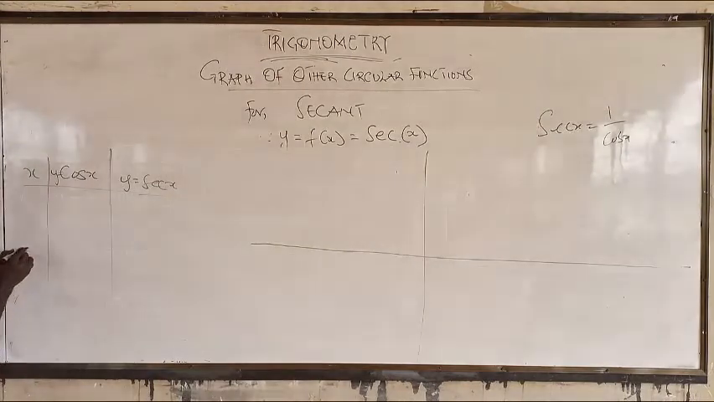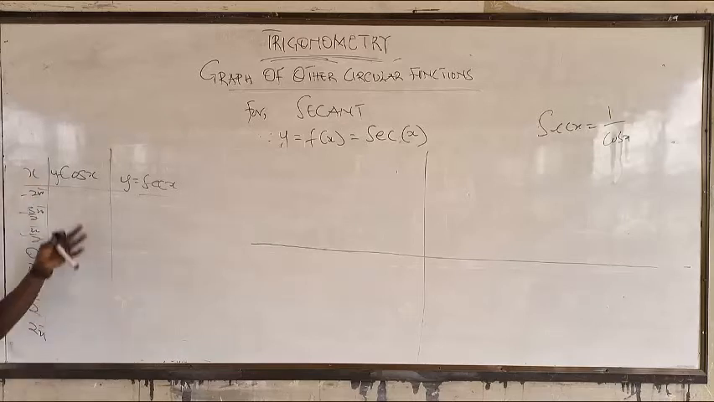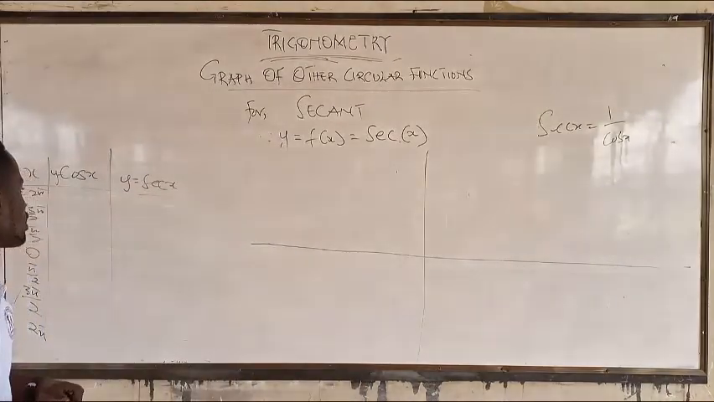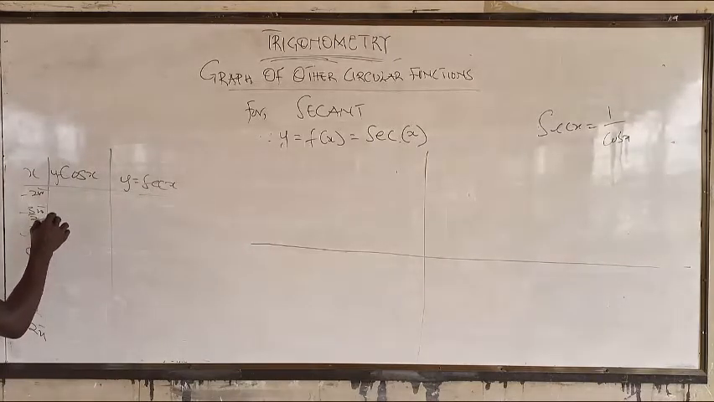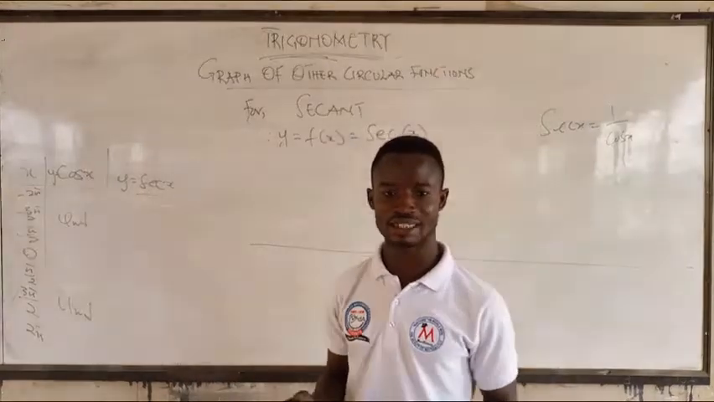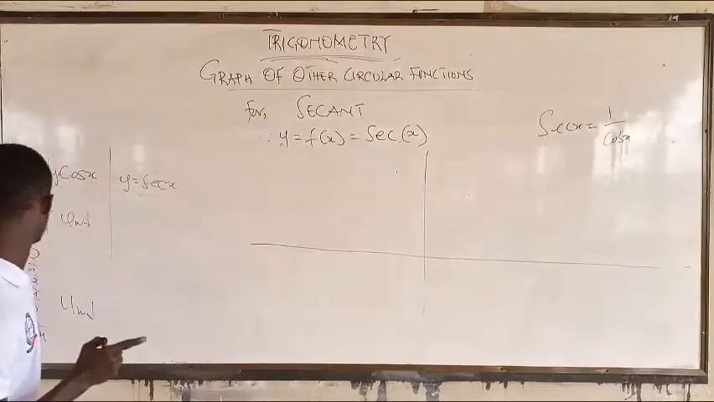So here 0, pi on 2, 3 pi on 2, then 2 pi. Then this will be negative pi on 2, this will be negative 3 pi on 2, then this will be negative 2 pi. Very good. You can do that and compute to see what you are going to get. Now here you can see that your graph is going to be undefined. Take your calculator and do that. At 3 pi on 2, you get undefined there, and at pi on 2, you get undefined there.